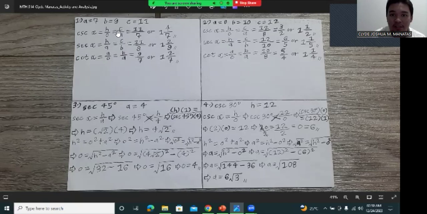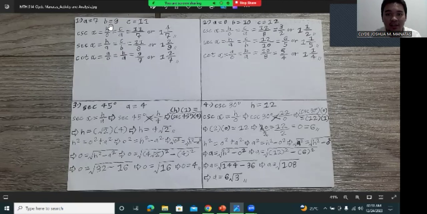That is the same way we solve number 2, where we still find the same things but with different givens: A is equal to 8, B is equal to 10, and C is equal to 12. For cosecant alpha, we still know that cosecant alpha is equal to hypotenuse over opposite leg, which is C over A, so 12 over 8, but we can simplify it. So it is equal to 3 over 2 or 1 1/2.